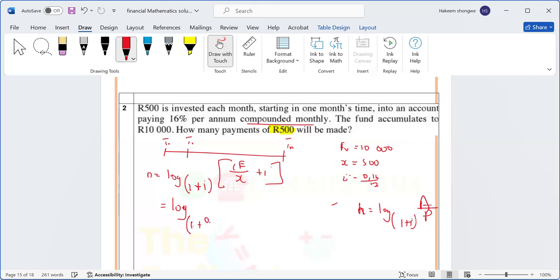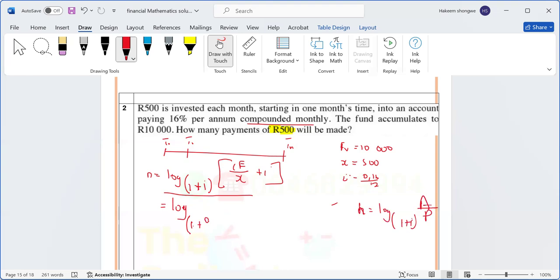Math, do we mark formulas? We mark you substituting into the correct formula. We don't mark the formula per se. If you don't write the formula, I'm going to give it to you on the information sheet. We mark you substituting into the correct formula. This is a correct formula, by the way. It's a future value formula which is simplified. So it's a correct formula.